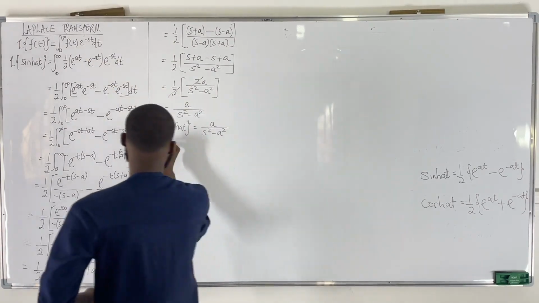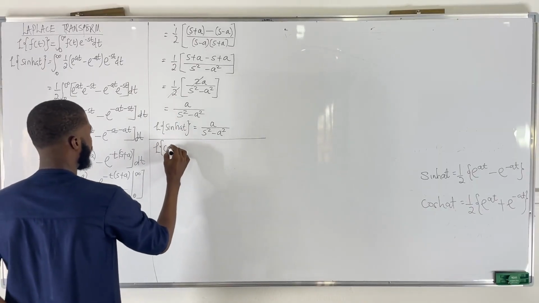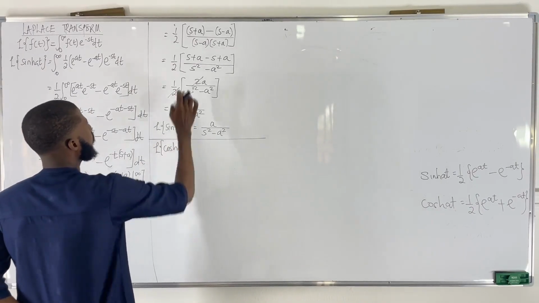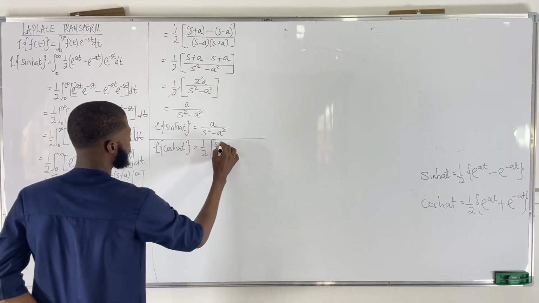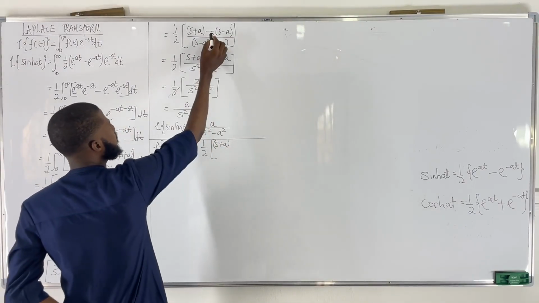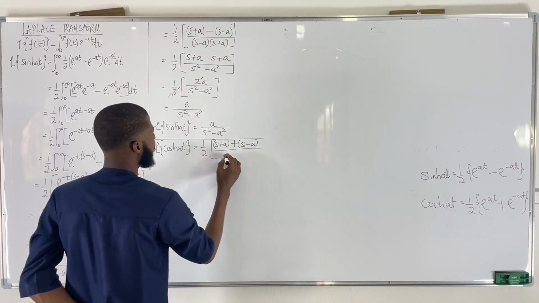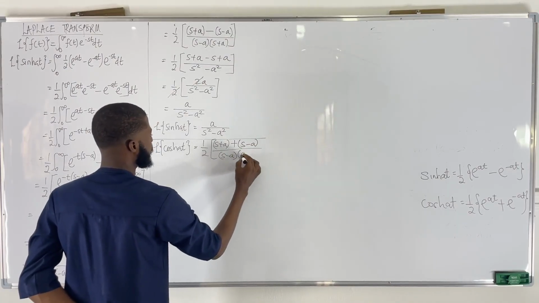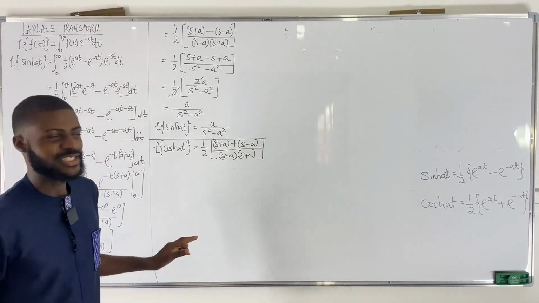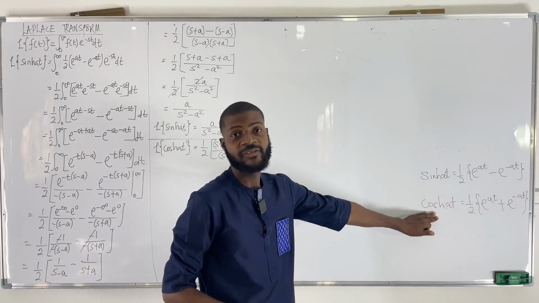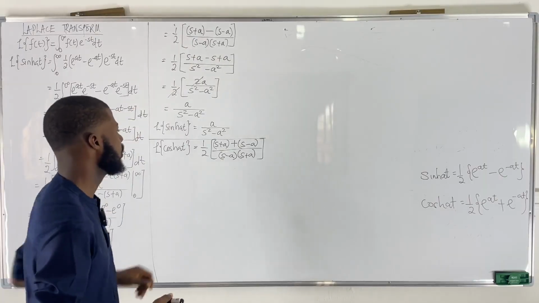So instead, I would say that the Laplace transform of cosh at, I'm going to just pick this location: 1 over 2 into s plus a. But instead of writing minus here, I'm going to put plus, s minus a, then divided by s minus a into s plus a. I can actually do this because that is where they became different. Like I said, they're almost similar.